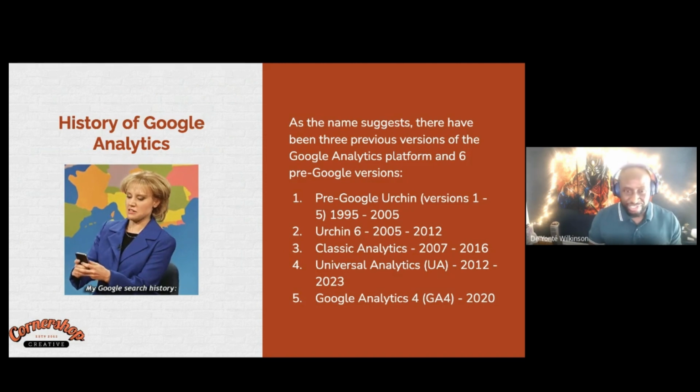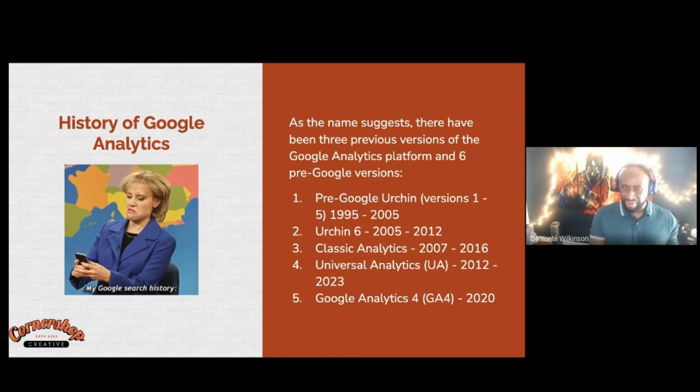And the reason I show this graph is because in 2007, Google invented what we would call classic analytics. And classic analytics was invented in 2007 and was actually running all the way until 2016. And in 2012, Google introduced Universal Analytics, and that is going to be running from 2012 into 2023. And in 2020, Google introduced Google Analytics 4.